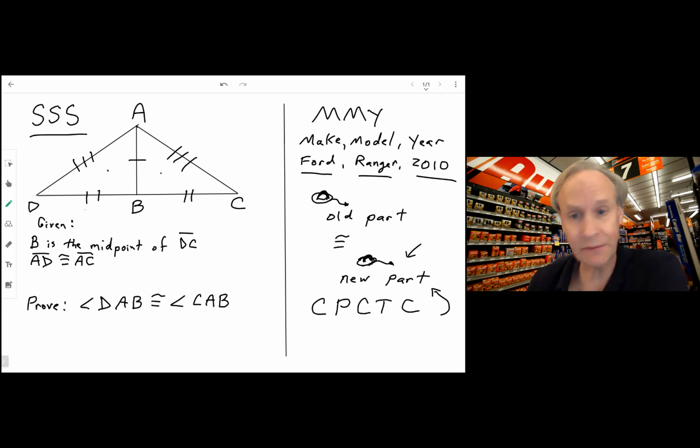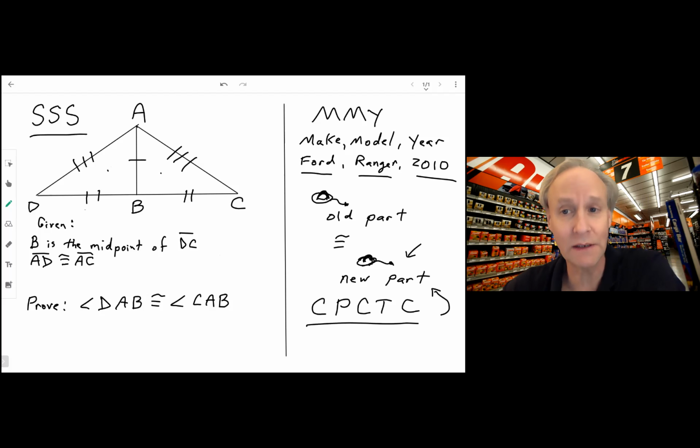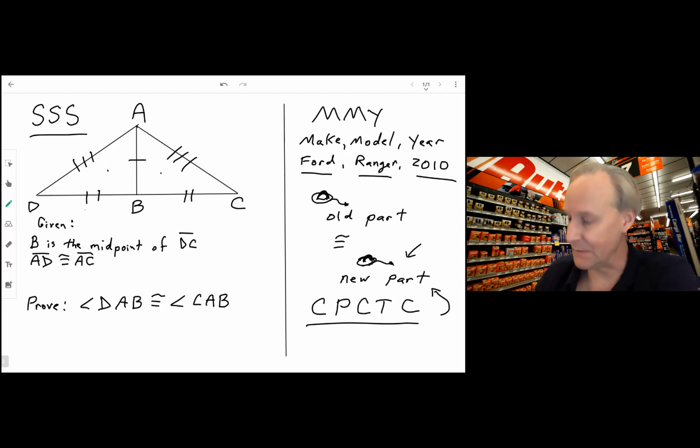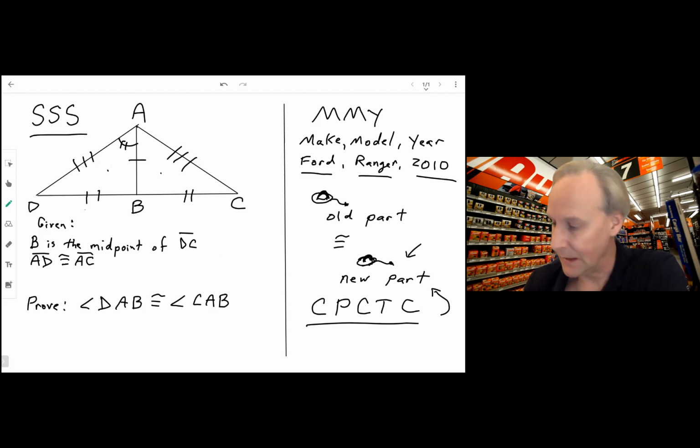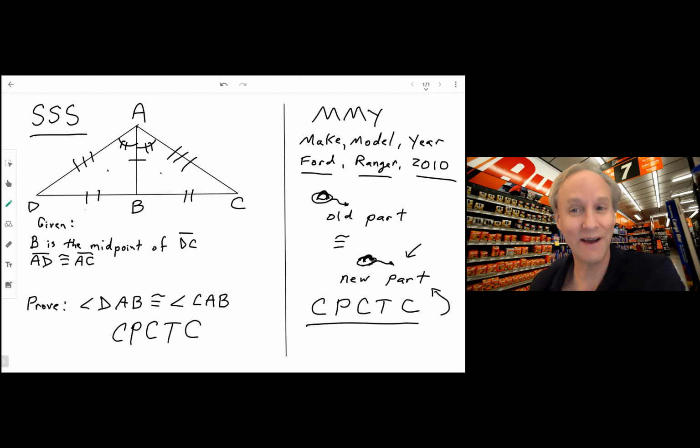And just like on my truck, where all the parts of the same year, make, and model are the same, all the parts on the triangle are the same. So that means that this angle, DAB, there's DAB, and CAB have to be the same size because corresponding parts of congruent triangles are congruent. And there you go. I'm going to do it more formally and it'll take a little bit longer and we'll write it up. But there you have it.